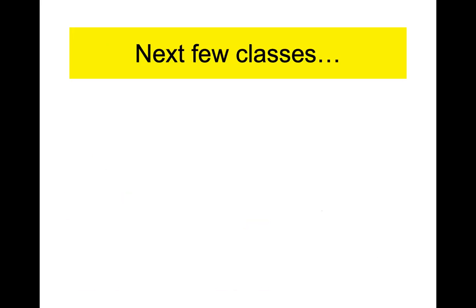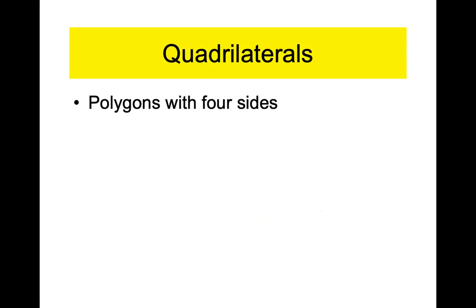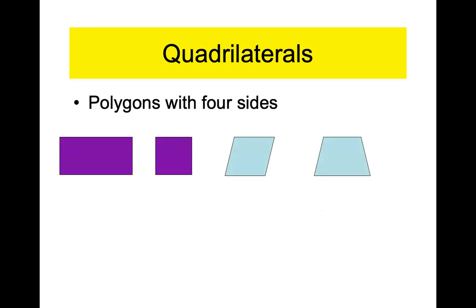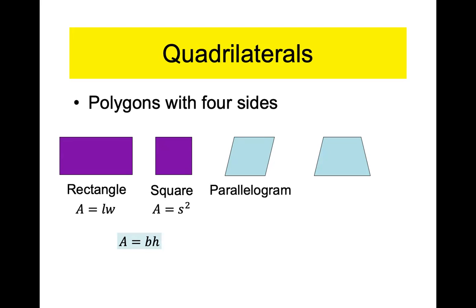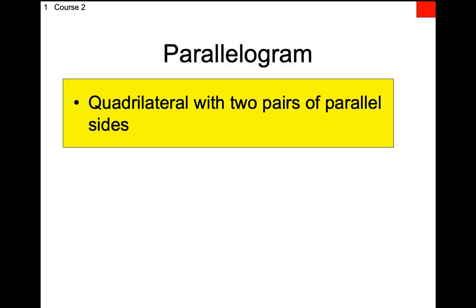Next few classes, we're going to be talking about polygons that have 4 sides, the quadrilaterals. We've already dealt with 2 of them, square and rectangle. We dealt with the rectangle, base times height, or length times width. We dealt with the square, s squared. Now we deal with these 2 today: parallelogram and trapezoid. 2 completely different formulas. All right, write this down, box 1.